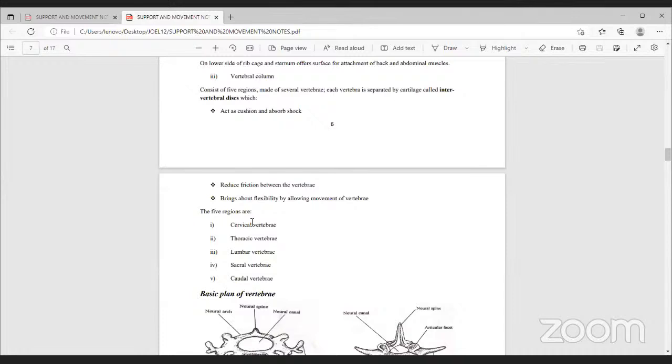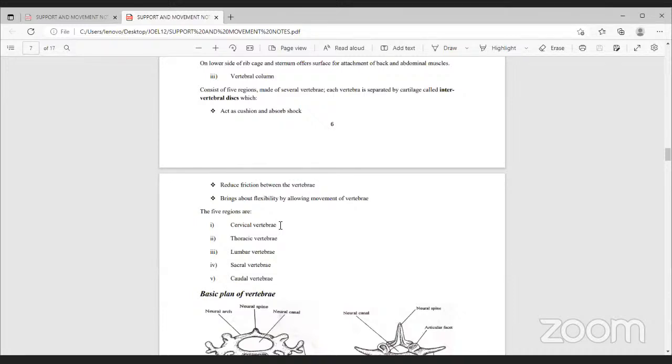So, when you talk about the cervical vertebrae, these are bones that are found in the neck region. Usually, they are 7 in number. The cervical vertebrae, which are the neck bones, are 7 in number. From the 33, they are 7.